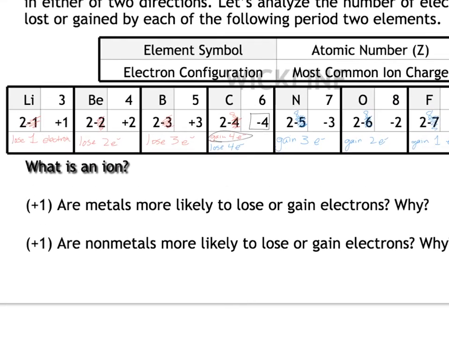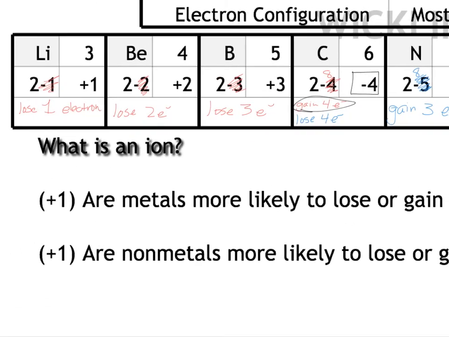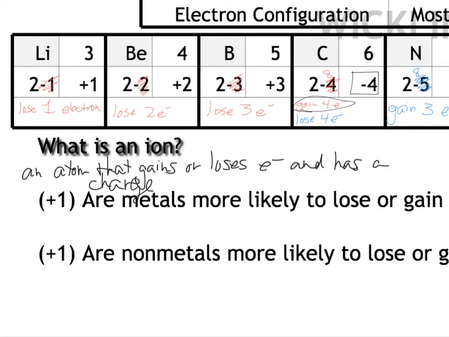So what is an ion? An ion is an atom that has gained or lost electrons and has a charge. Examples could be lithium +1 ions, nitrogen -3 ions, or even chlorine -1 ions.